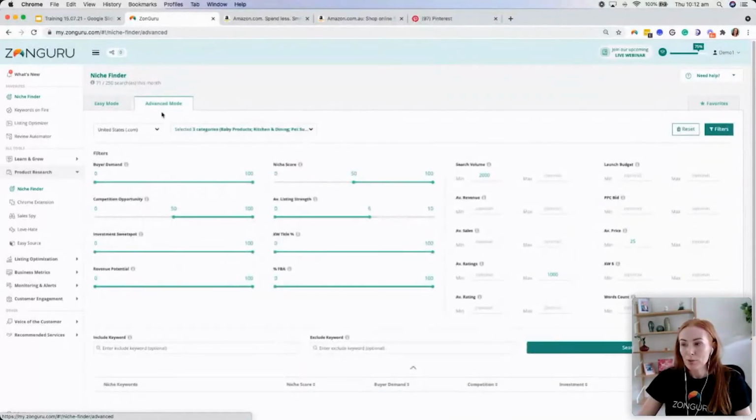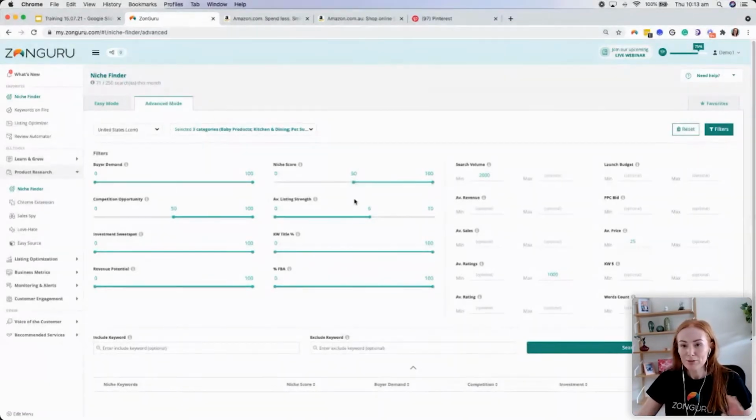Don't be put off by the word advanced. It doesn't mean you need to be an advanced seller. It doesn't mean you need to have been using ZonGuru for ages. It literally means you have full flexibility, and we all want that. We want to be able to tailor our niches, our products to what we're looking for. So you can see there's a whole bunch of filters.